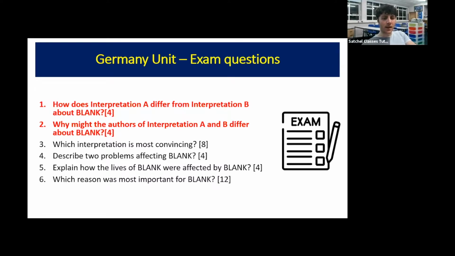Blank in that case being a phenomenon that happened in Germany at this time, and it will give you a choice of 2 bullet points. As I say, we're only going to be focusing on 1 and 2 today, the 2 4 markers, but I just thought it would be a good idea to have a look at the full list of Germany questions that you will face in the exam. We'll look at some of these other question styles in future lessons.